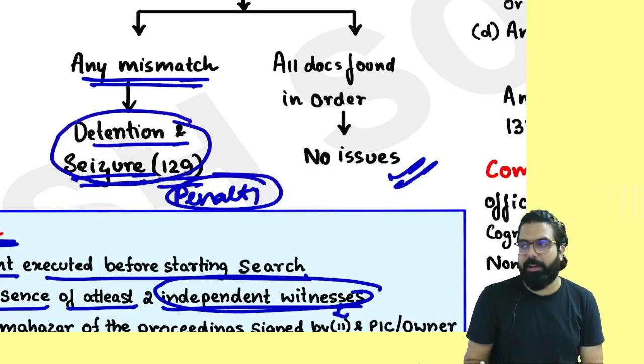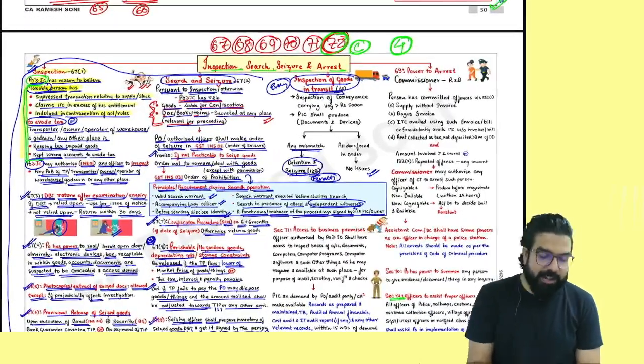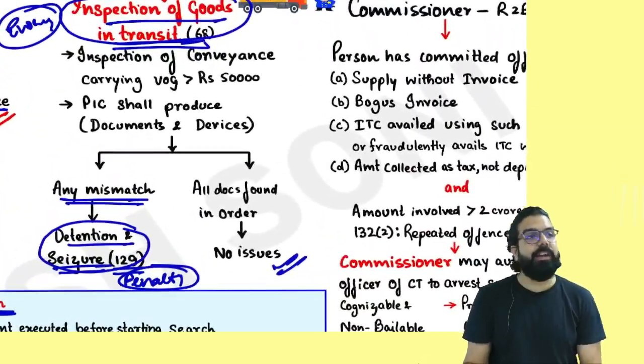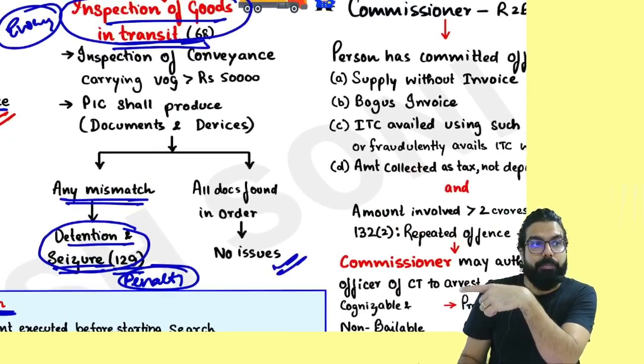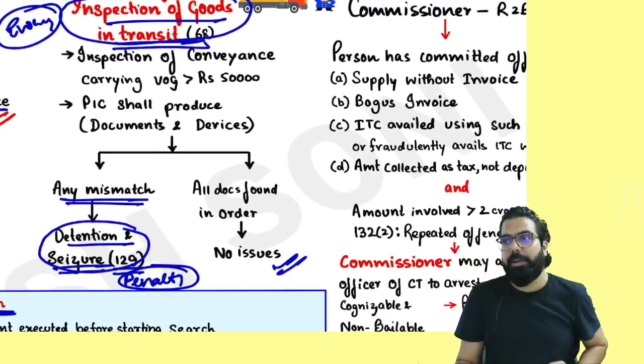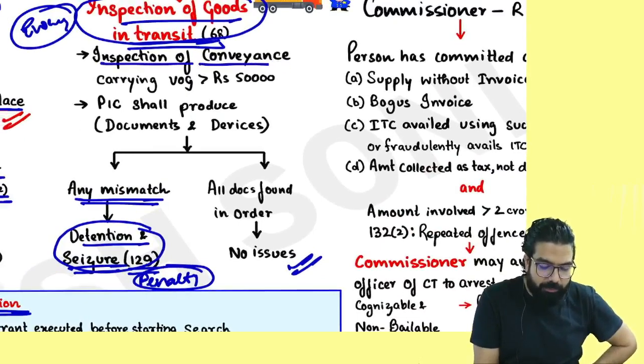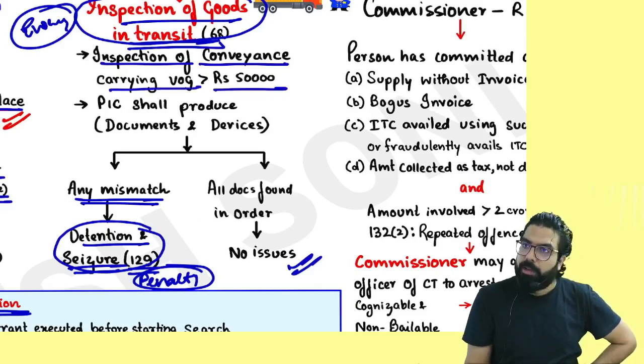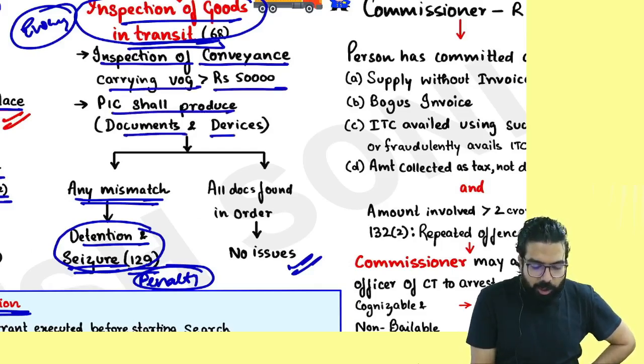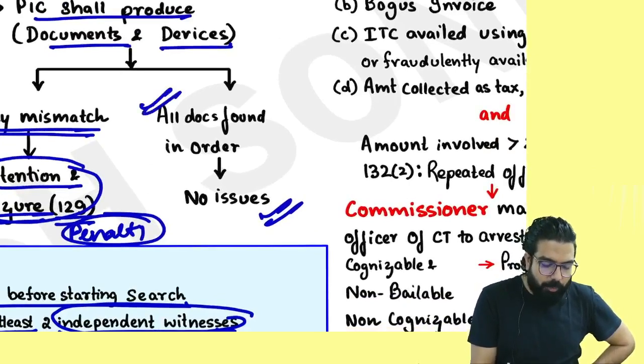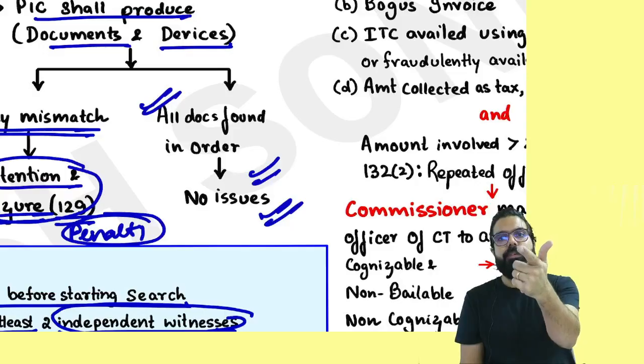We'll learn that in the chapter on penalty. Can I go ahead, everyone? Next, section 68. Is it not important? 68 is important, but from the e-way bill chapter. We have already learned 68 in the e-way bill chapter: when inspecting a conveyance carrying goods of value more than 50,000, you have to produce the documents and devices. If all the documents are fine, they will let you go. If any mismatch is there, they will seize.